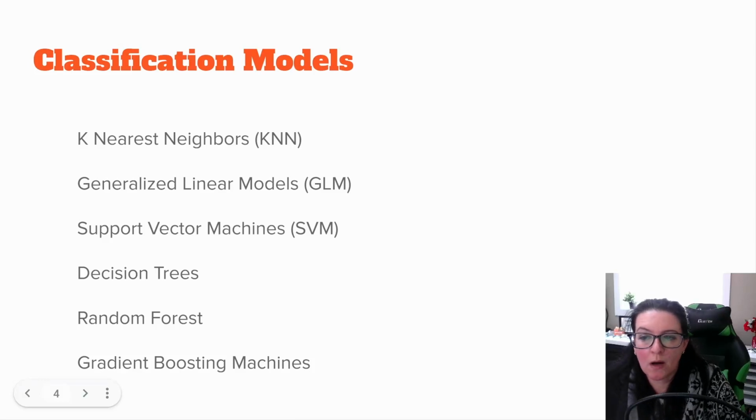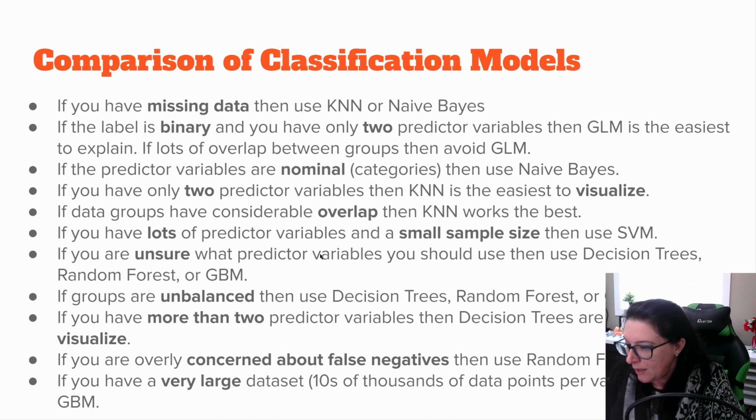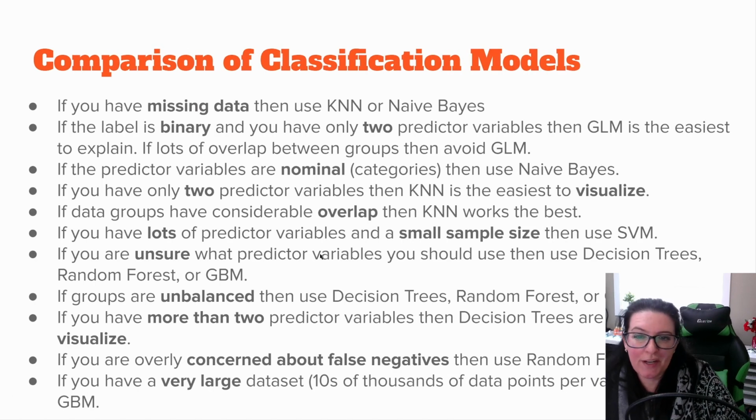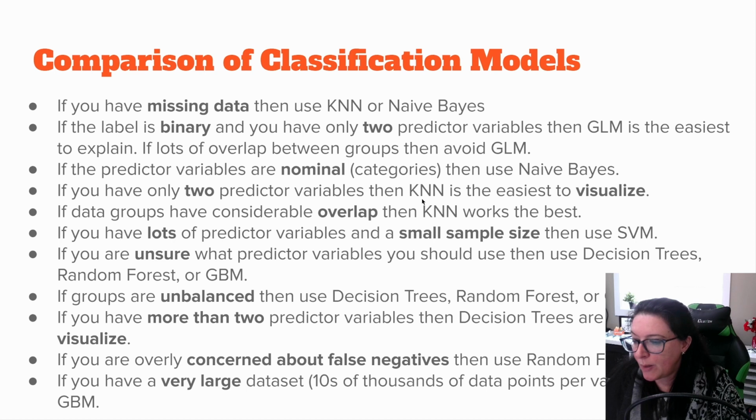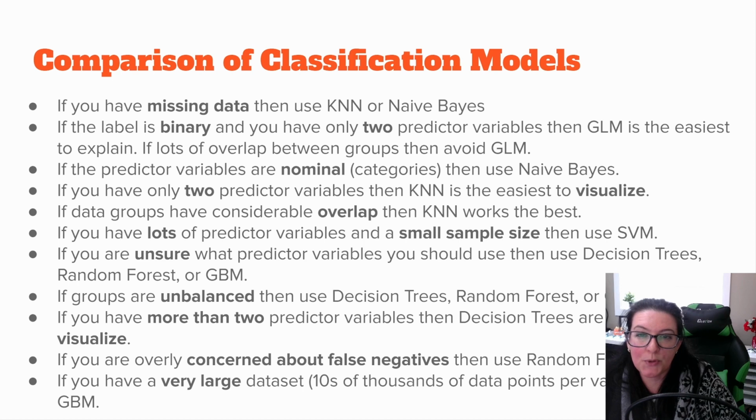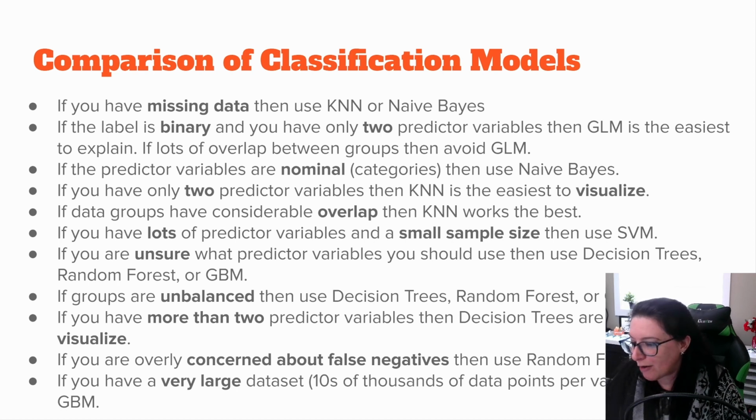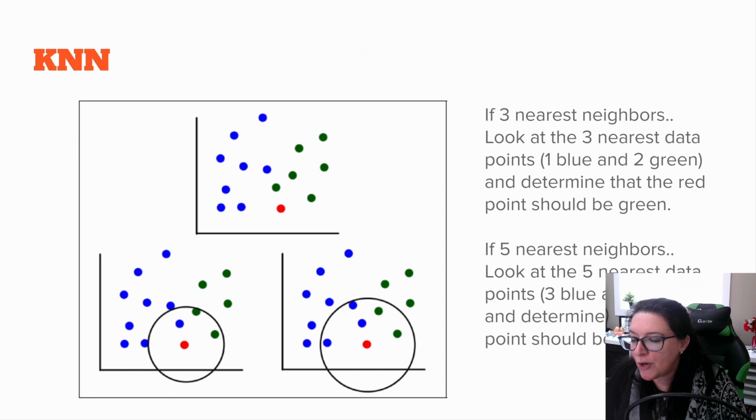The first classification modeling method we're going to look at is called k-nearest neighbors. Just a reminder from our previous video, we would use k-nearest neighbors if we have missing data, because k-nearest neighbors and naive Bayes work best with missing data. We would also use it if we want to visualize the labeling and we only have two variables we're using to predict the label. If we have considerable overlap between our variables, then we would also prefer to use k-nearest neighbors.